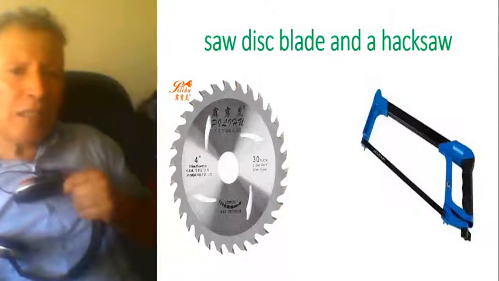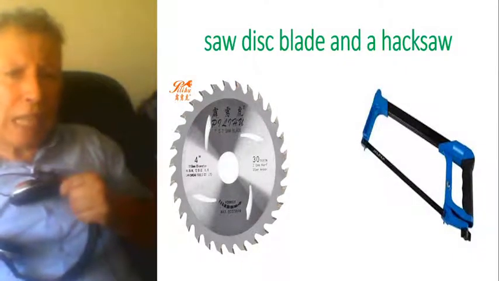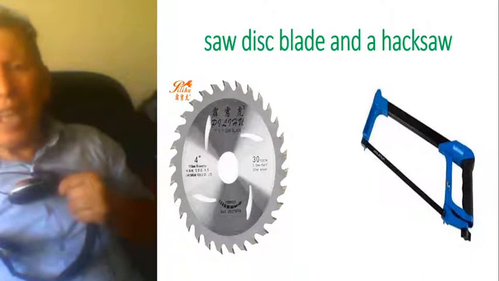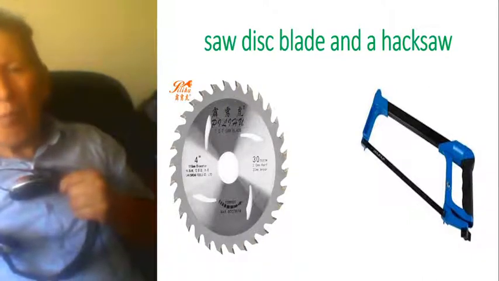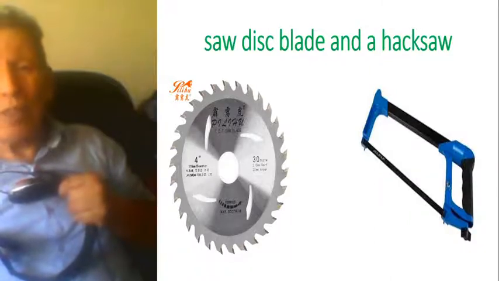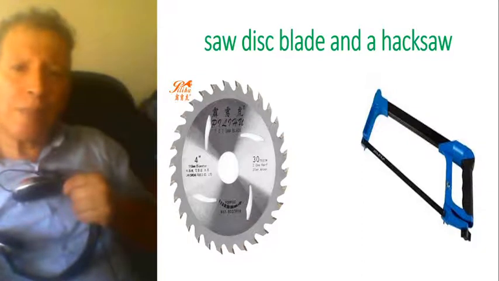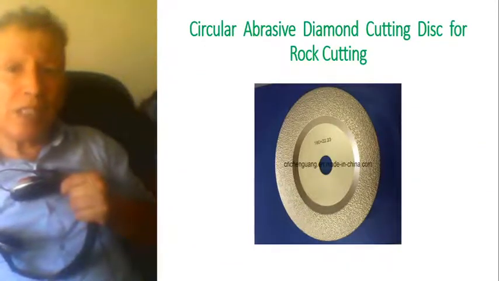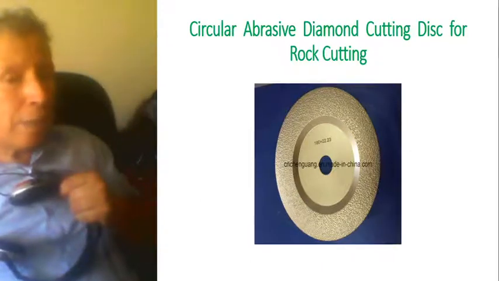So as you can see here, this is a saw disc blade made in China, as you can see from the inscription. And this is a hacksaw to cut metal. It's a saw with a blade with very small teeth, but quite hard. This is a circular abrasive diamond cutting disc for rock cutting.